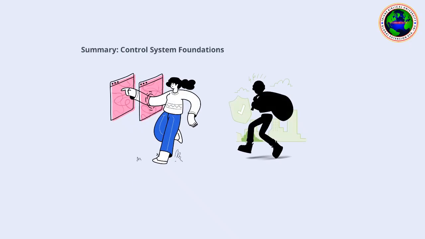To sum up, control systems are essential for ensuring that machines and devices behave as intended. They maintain stability, improve accuracy, and respond to changes, making technology safer and more reliable. Whether it's your home thermostat or a complex aircraft, control systems are the foundation of modern engineering.